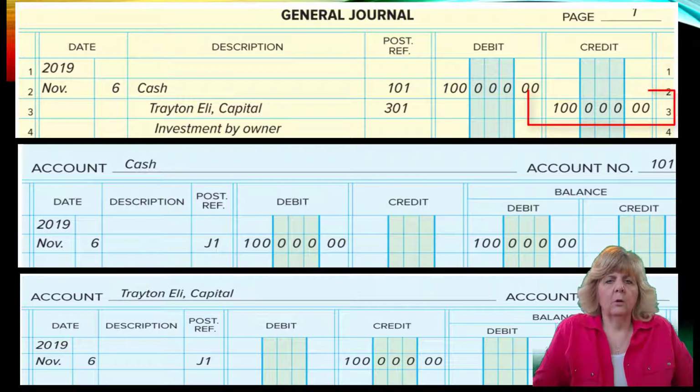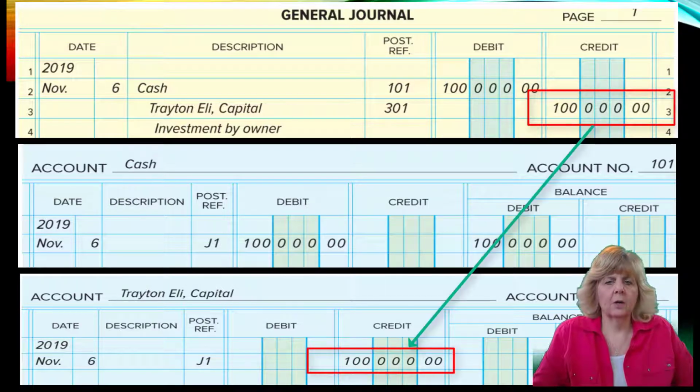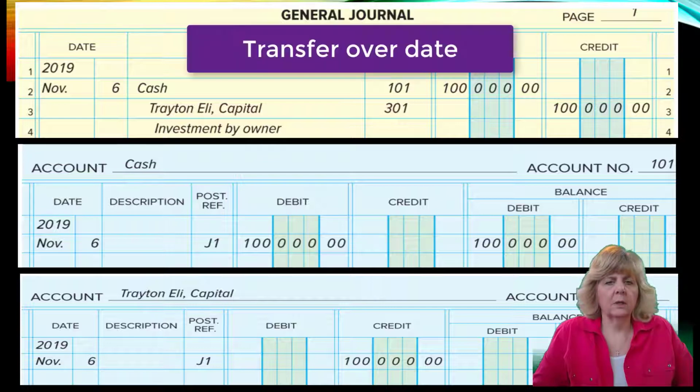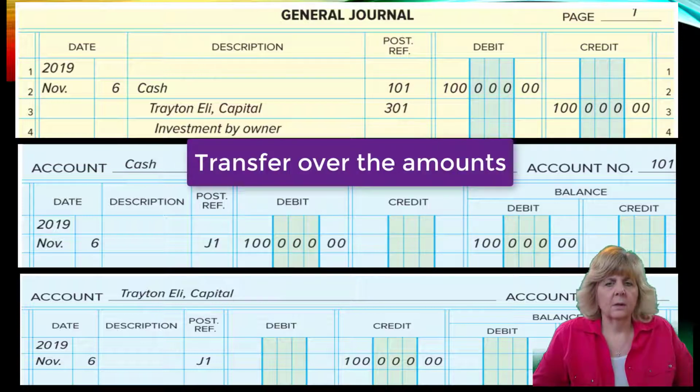Then we move over the credit of $100,000 to Trayton Eli's capital account, which in this case is account number 301. So the first process of posting is transferring over the date, the accounts, and the amounts into the appropriate debit or credit column.